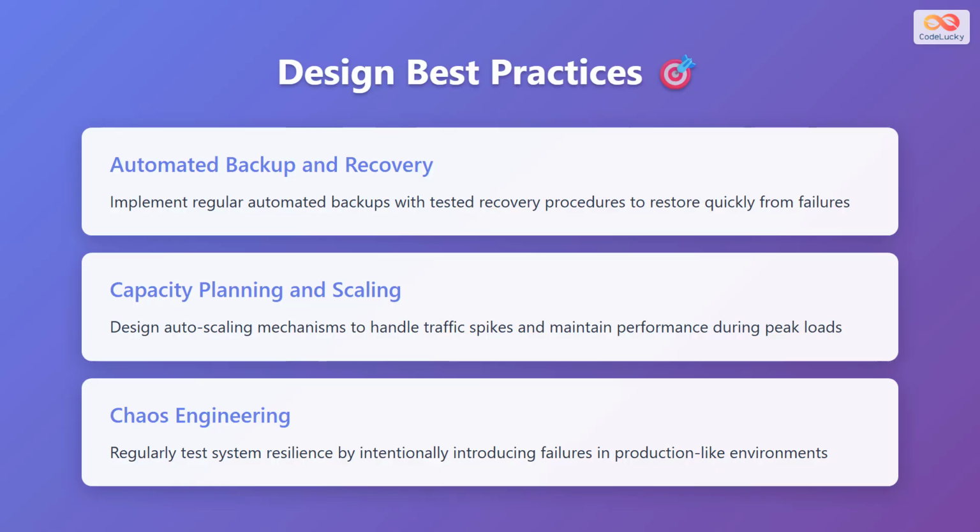Chaos engineering regularly tests system resilience by intentionally introducing failures in production-like environments. By deliberately breaking components, teams verify that redundancy and failover mechanisms work as designed and identify weaknesses before real failures occur.